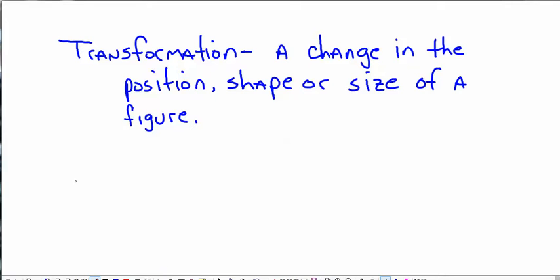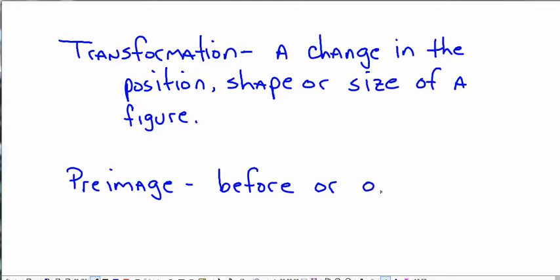A preimage. That's your before, or the original. So when you start with, right, the pre-image. The image is the after. Good.